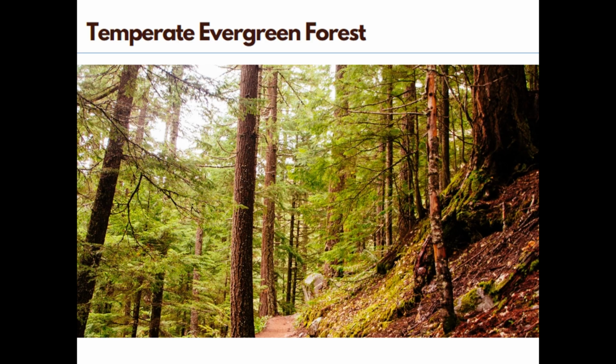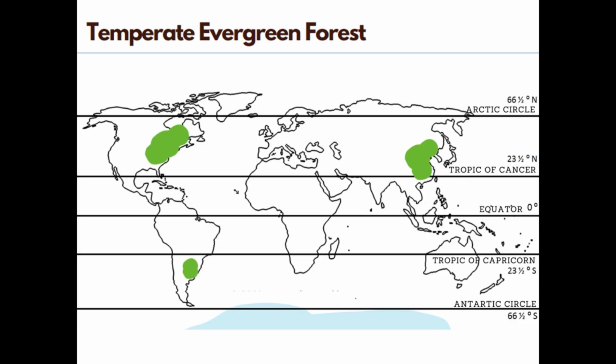Next comes temperate evergreen forest. They lie on the mid-latitudinal coastal area. They are commonly found on the eastern side of continents. For example, they are seen in southeast of North America, South China, and southeast of Brazil. These forests comprise both soft and hardwood, and some commonly found trees are oak, pine, and eucalyptus.